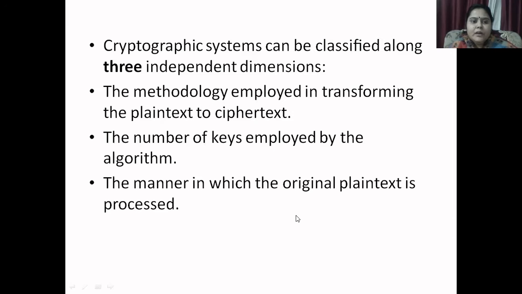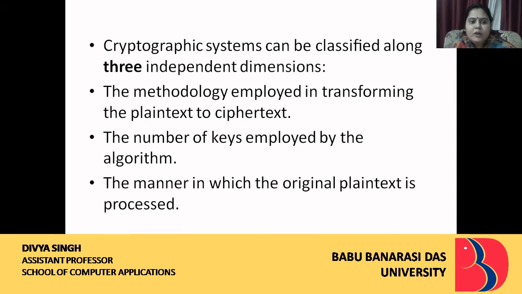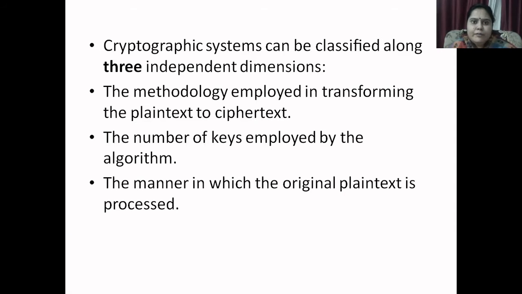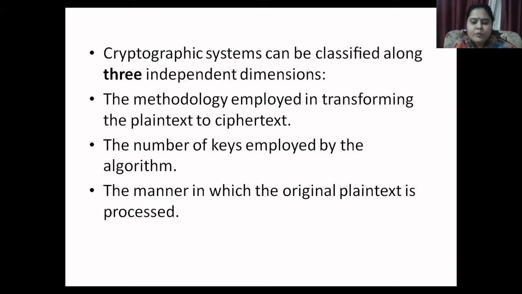Next, now see, cryptographic systems can be classified along three independent dimensions. That is, the methodology employed in transforming the plain text to ciphertext; next, the number of keys employed by the algorithm; and next, the manner in which the original plain text is processed. Now see, what is the first one.